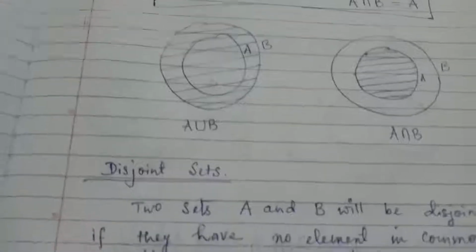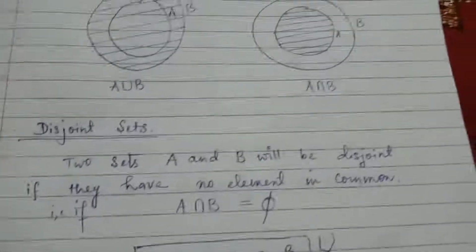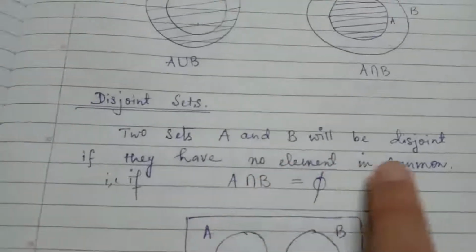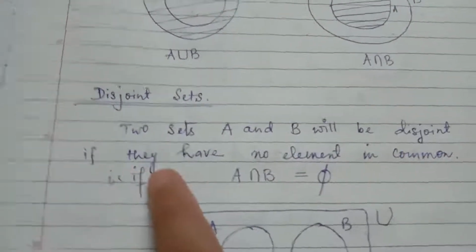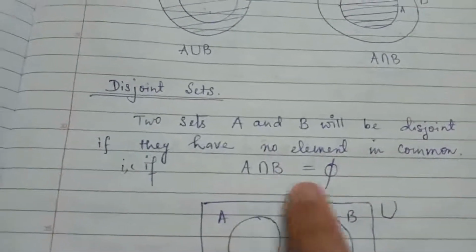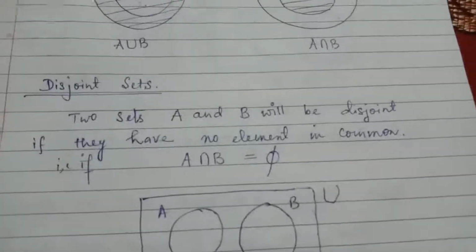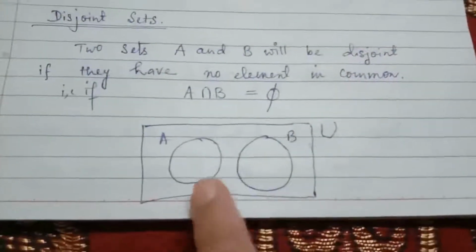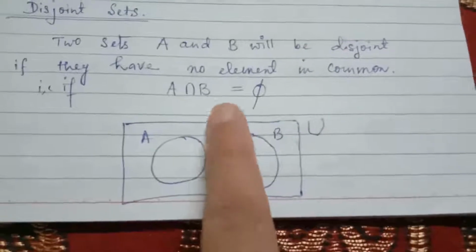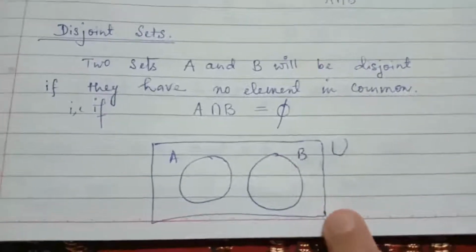Now, going to another definition, disjoint sets. Two sets A and B will be disjoint if they have no element in common. That is, if A intersection B equals the empty set. I have drawn a Venn diagram. You can see set A, set B, nothing is common between them. So A and B are disjoint sets.